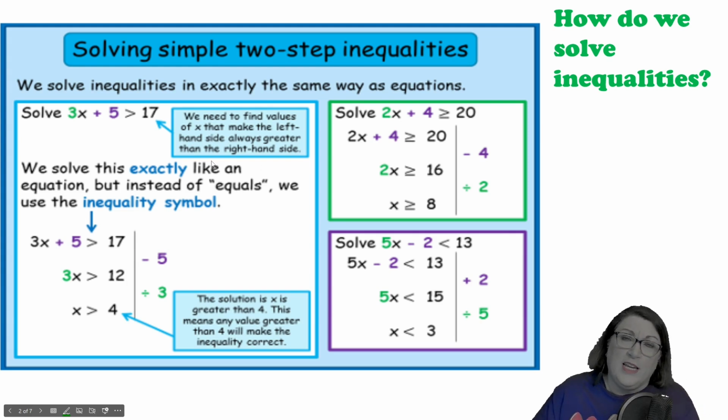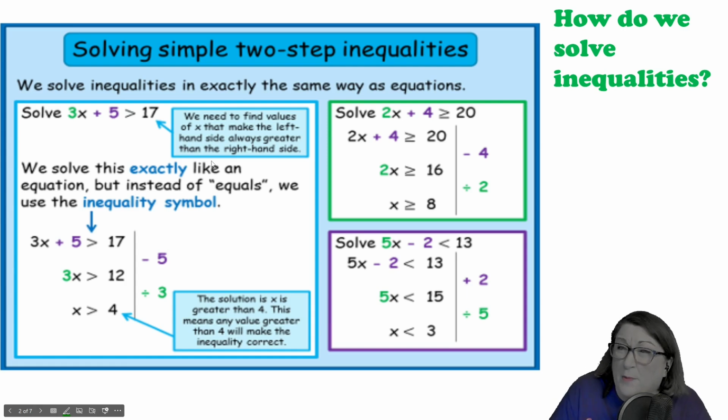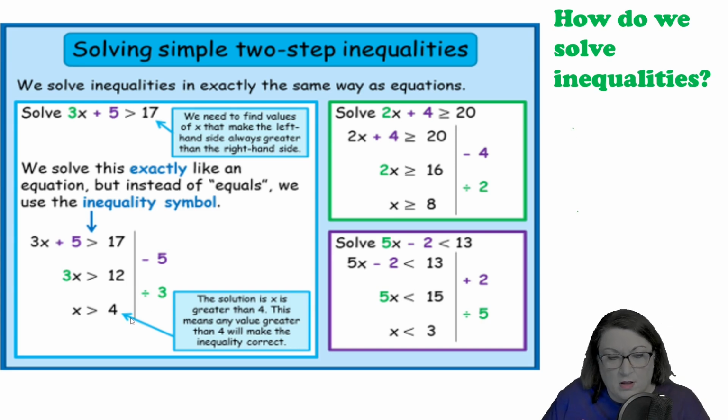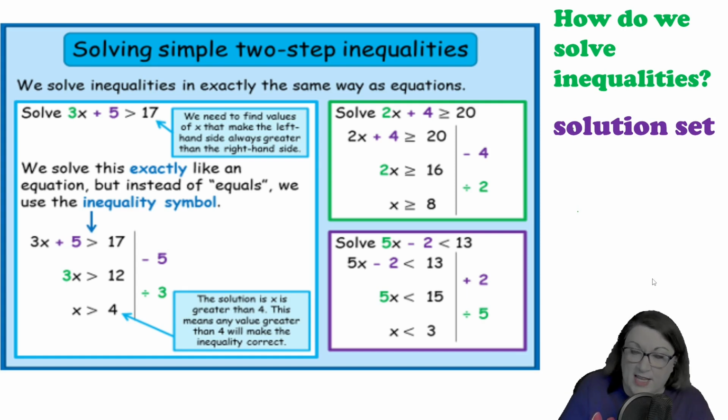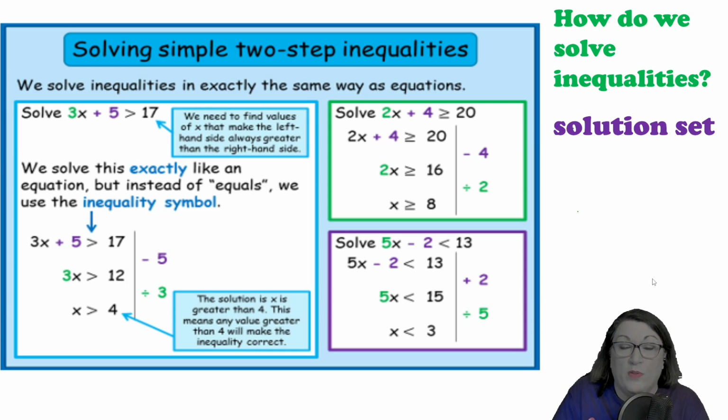The solution to an inequality, though, is not just one number. When we're solving an equation, generally, there's just one solution, or in special cases, we have infinite solutions, right? Well, in an inequality, there are always multiple solutions. And so when you're looking at a solution to an inequality, we have what we call a solution set. Solution set. So we're talking about more than one solution.